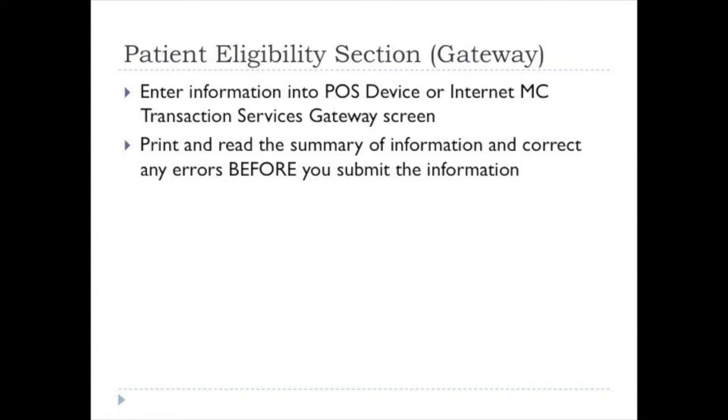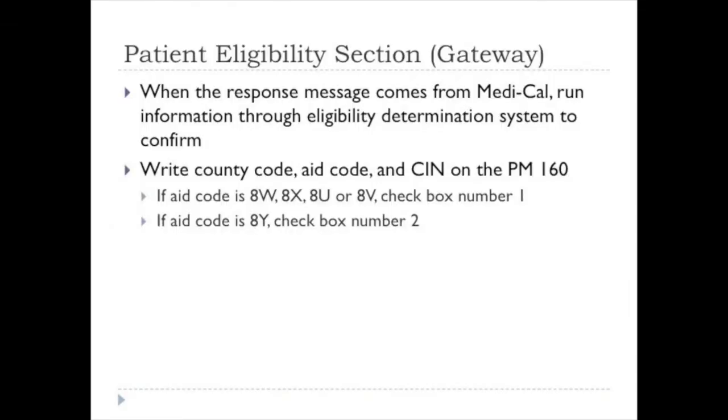Enter the information from the DHS 4073 into the POS device or the Internet Medi-Cal Transaction Services Gateway screen. Print and read the summary of information and have the parent reread it as well. Correct any errors before submitting it. When the response message comes from Medi-Cal, run the information through the eligibility determination system to confirm patient eligibility.